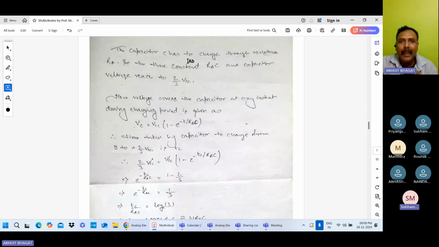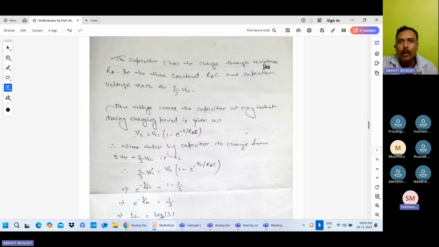The capacitor C has to charge through resistance RA. RA के थ्रू वो चार्ज हो रहा है. So the time constant is RA C, and the capacitor voltage reaches 2/3 VCC. तो इस सर्किट में जो टाइम कांस्टेंट होगा वो रेजिस्टेंस इनटू कैपेसिटेंस RA C, और वोल्टेज जो maximum reach हो रहा है वो 2/3 VCC पहुंच रहा है. उसके बाद तो फिर डिस्चार्ज हो रहा है.